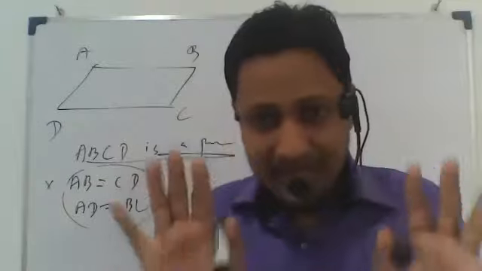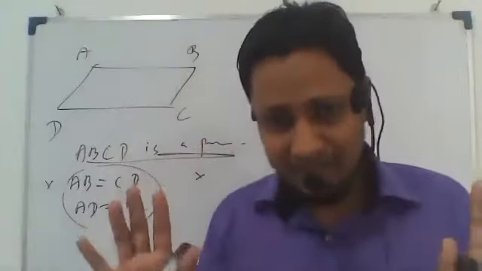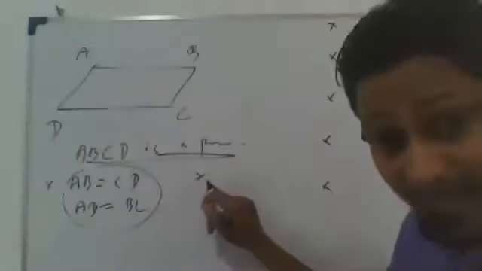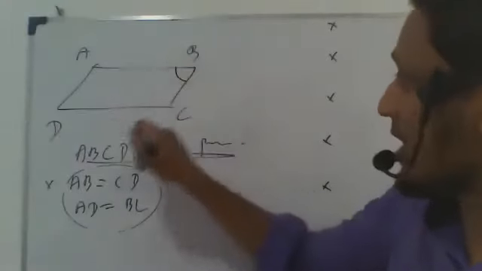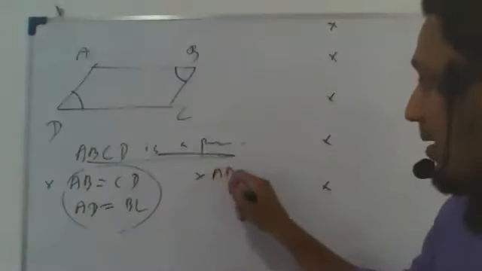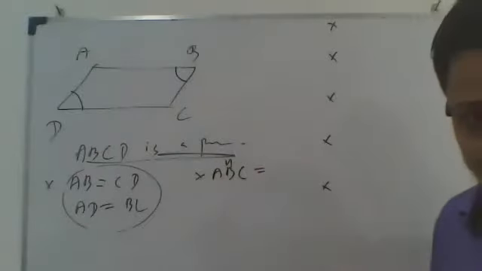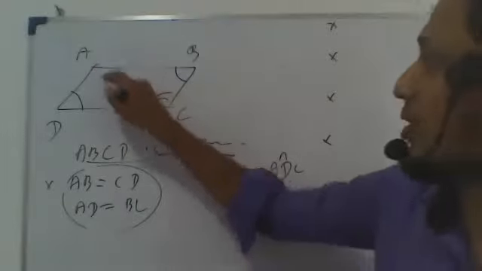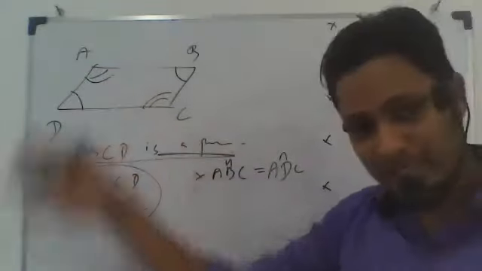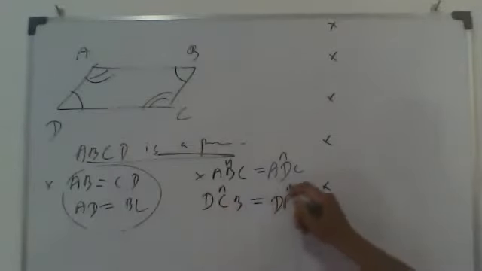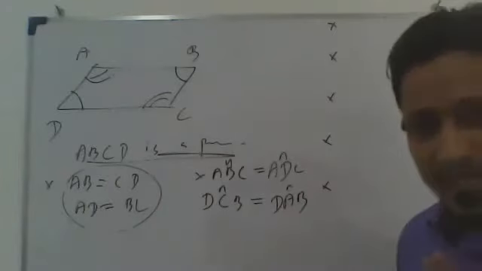Wait. Study in order. Don't mix up everything. First sides, then angles. Tell me, opposite angles are equal. This angle and this one, opposite angles. What is the name of this angle? ABC equal to whom? ADC. Very good. Then what are these two angles? Opposite angles are equal, so these two are also equal. DCB equal to DAB. Very nice. So these opposite angles are equal.